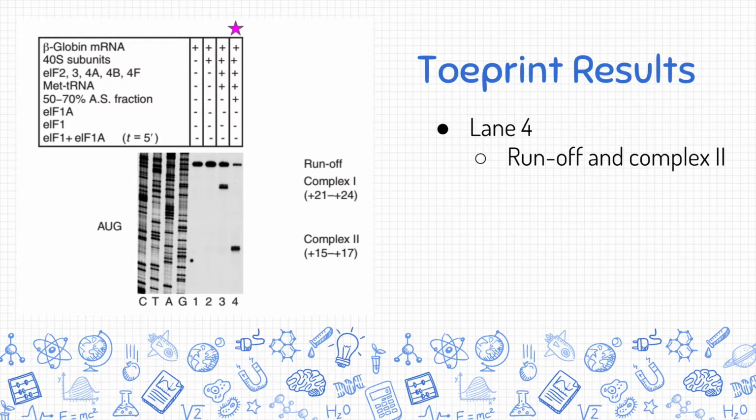For this experiment, ribosomes were washed with ammonium sulfate to isolate those loosely bound initiation factors. This mixture of initiation factors could promote the formation of complex 2.